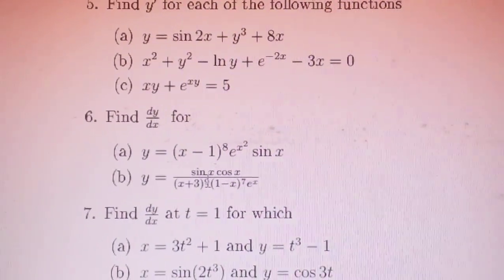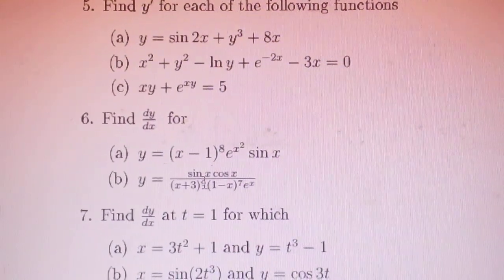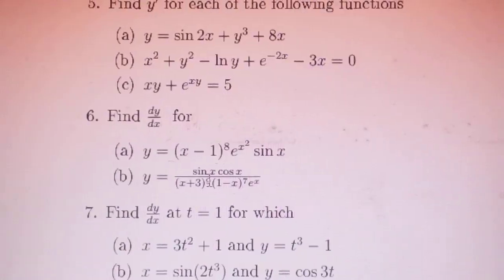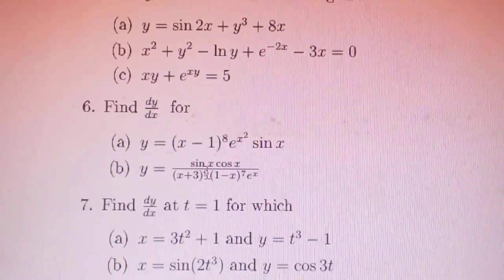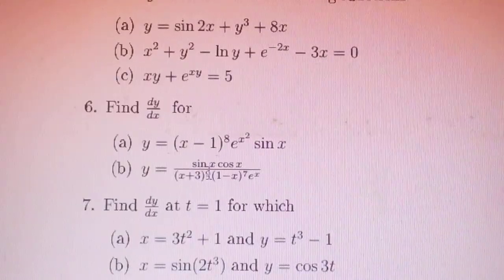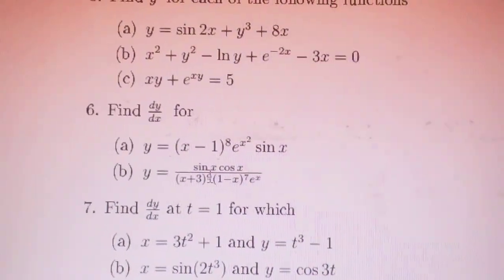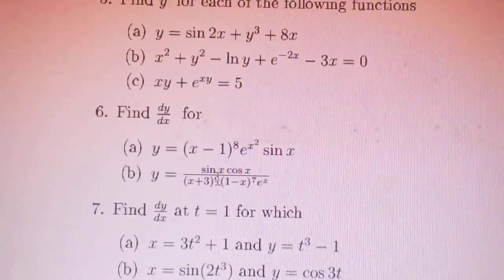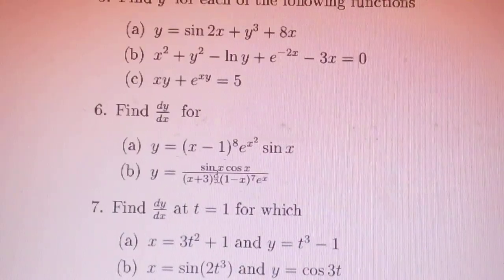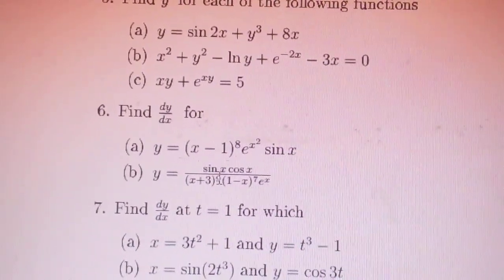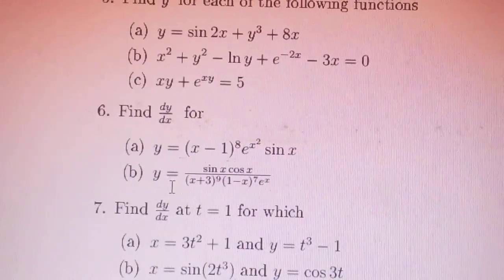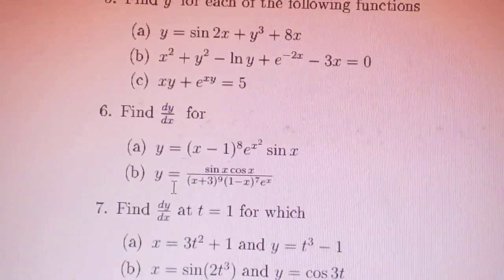Right, so now let's make progress. We now move to question 6 of the tutorial sheet. Question 6 says: find dy/dx for (a) y = (x − 1)^8 e^(x²) sin x, and (b) y = sin x cos x / ((x + 3)^9 (1 − x)^7 e^x).